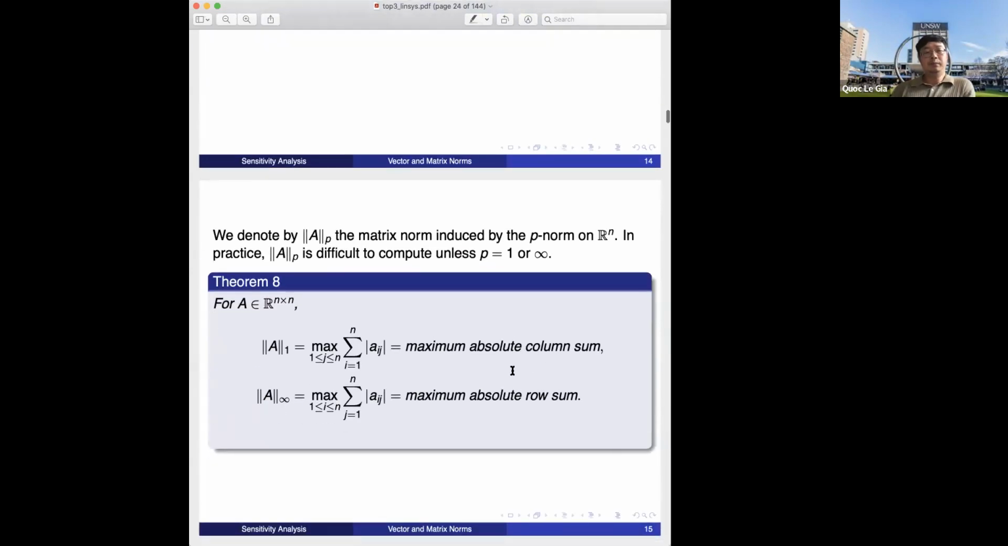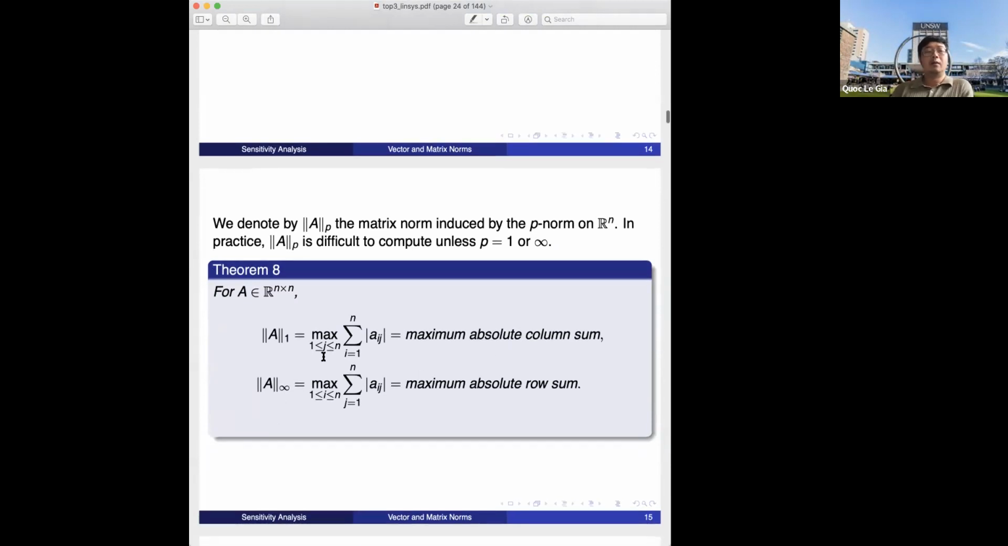Now we consider two special cases. The one norm of a matrix can be computed by taking the maximal absolute column sum, and the infinity norm can be computed by the maximal absolute row sum. So this is the theorem. The theorem is a consequence of the definition. It's not the definition of the one norm, but just a consequence.